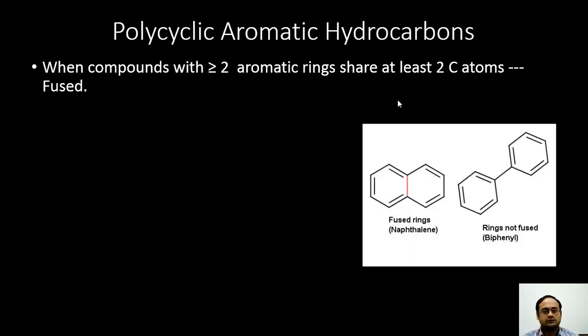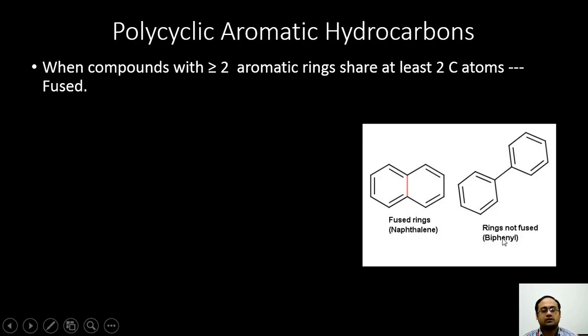So here is an example, naphthalene, which you have used in the organic chemistry laboratory, and you know this structure very well. This has two carbon atoms shared between the two rings. Therefore, there are two aromatic rings that share at least two carbon atoms between them.